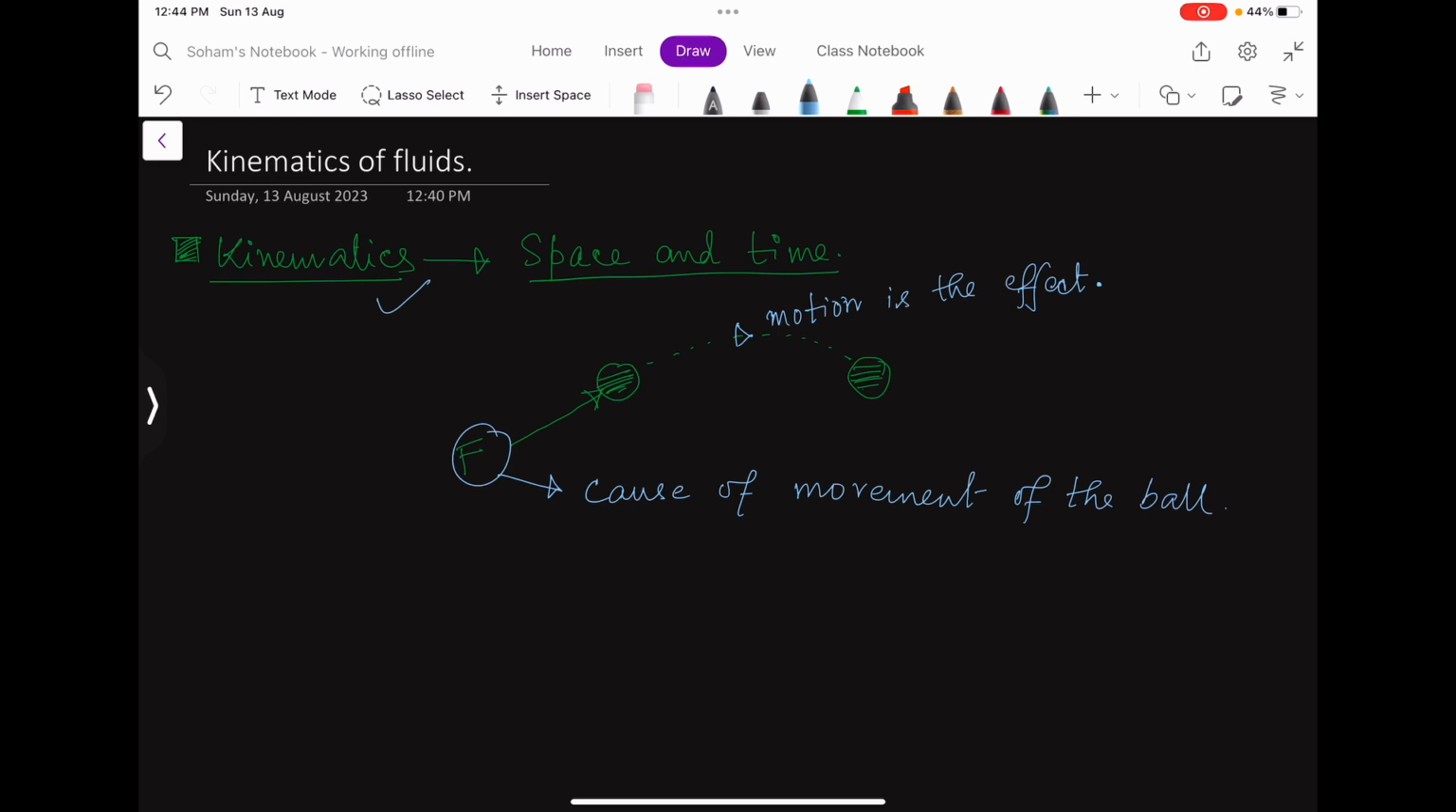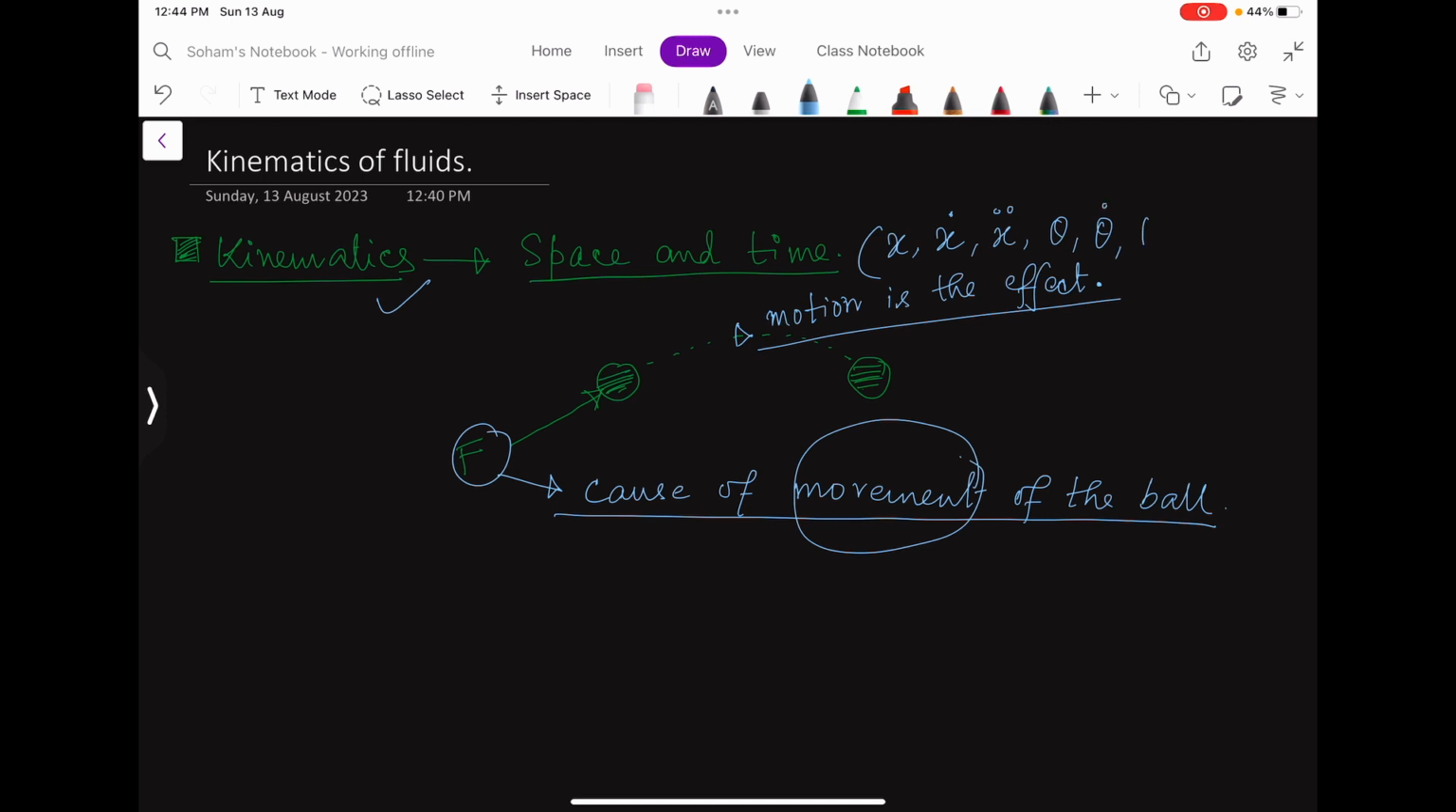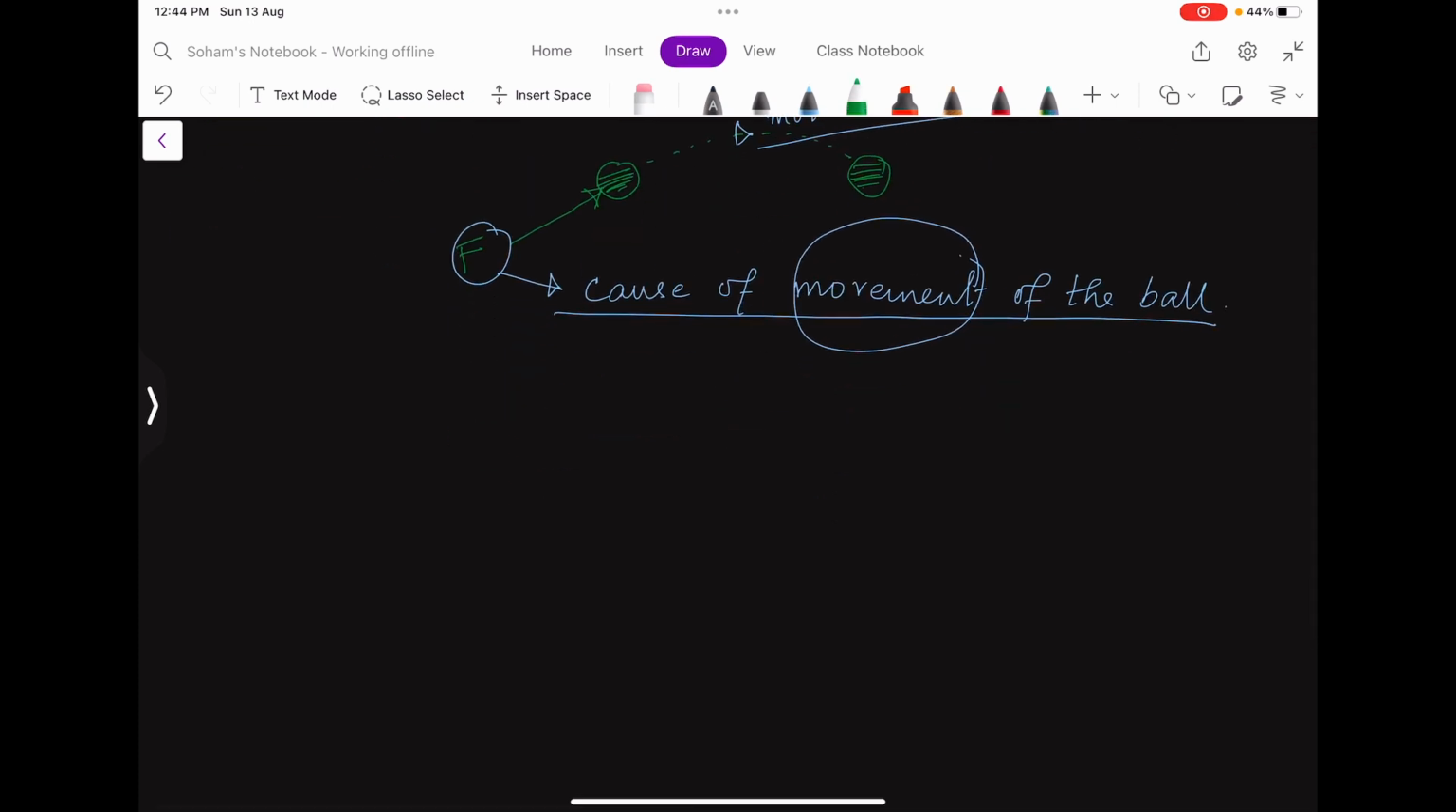So we are not interested in the cause of movement, but only in the motion itself. That means we will be talking about x, displacement or position, x dot, velocity, x double dot, similarly theta, theta dot, theta double dot, right? So we have time and space, and this is covered by kinematics. Essentially, kinematics is the description of motion.